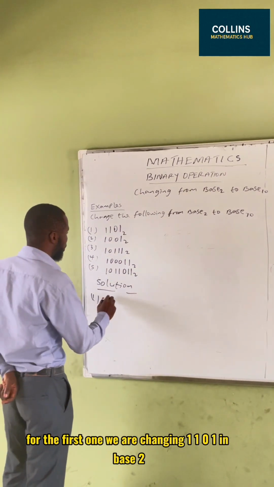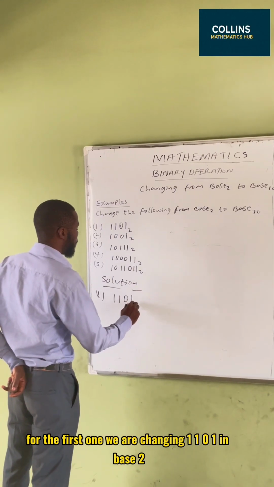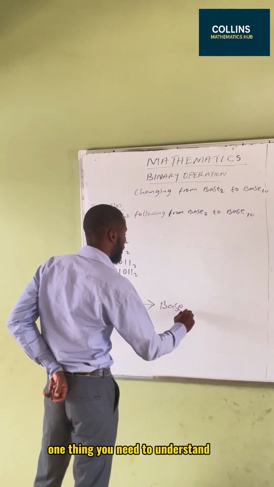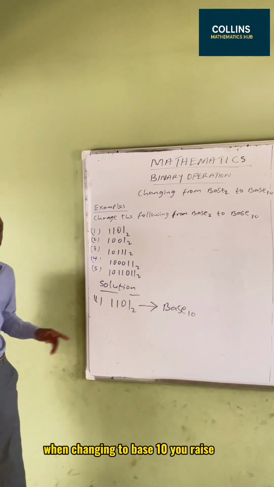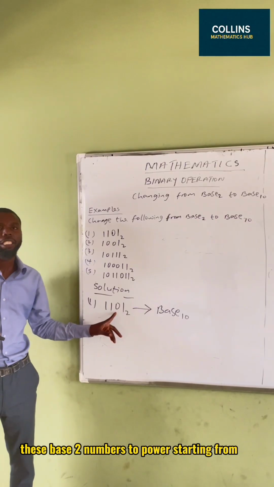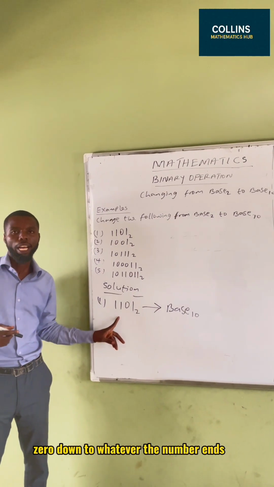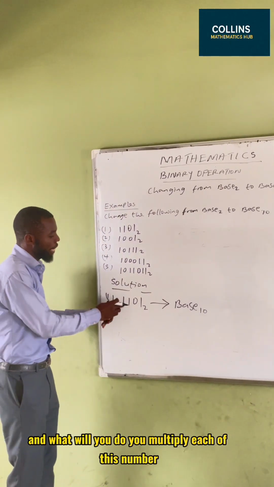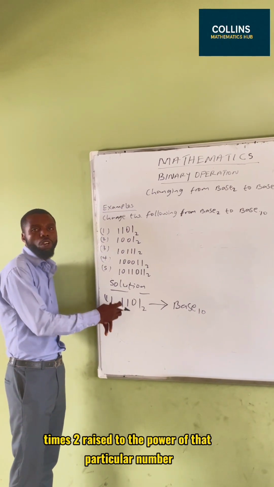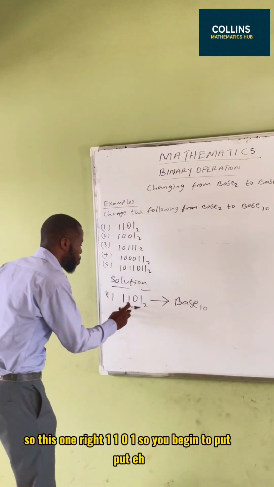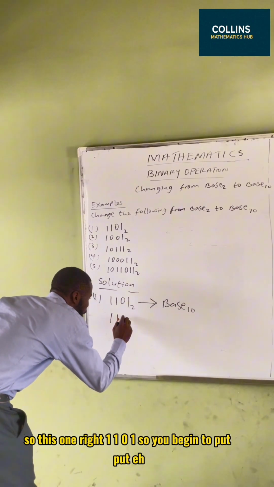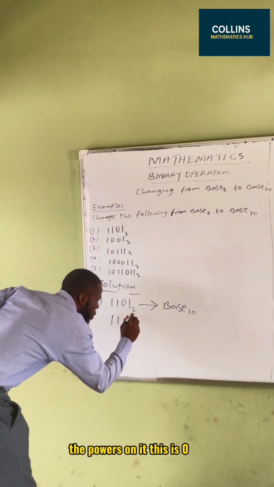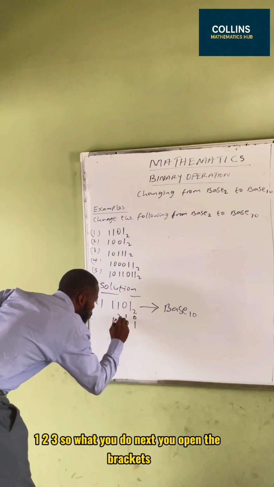For the first one, we are changing 1101 in base 2 to base 10. One thing you need to understand when changing to base 10, we raise these base 2 numbers to a power starting from 0 down to wherever the number ends. And what will you do? You multiply each of these numbers times 2 raised to the power of that particular number. So you write 1, 1, 0, 1. So you begin to put the powers on it. This is 0, 1, 2, 3.